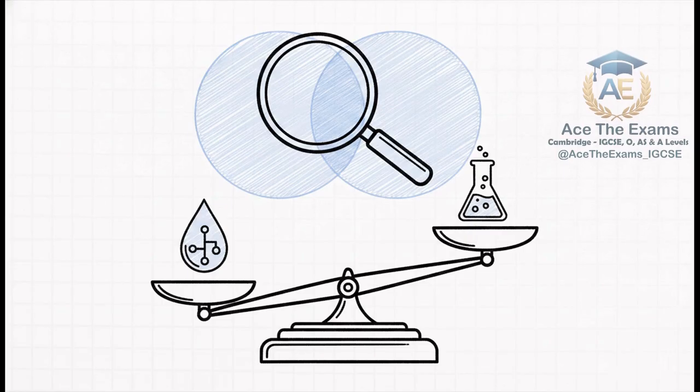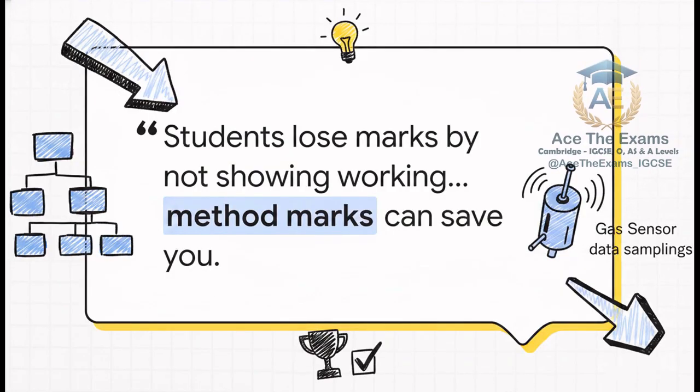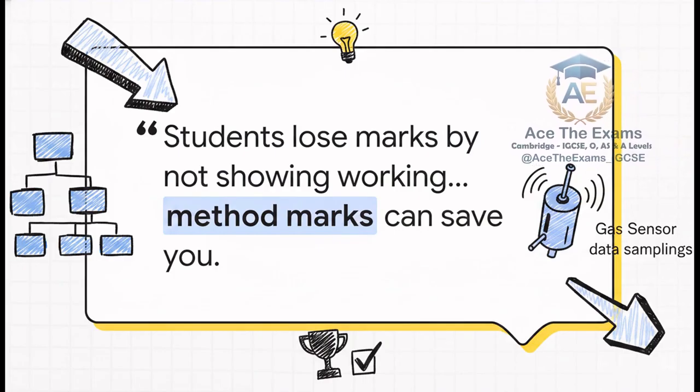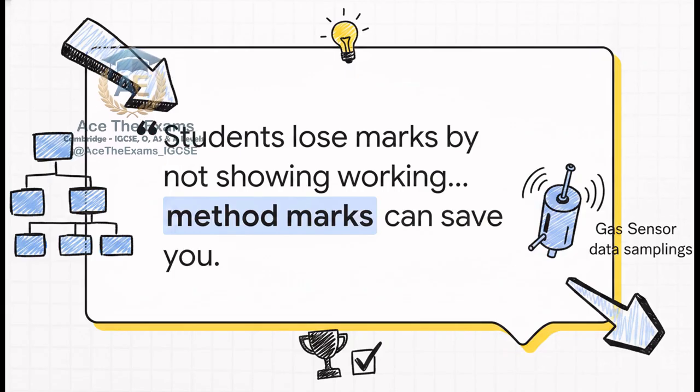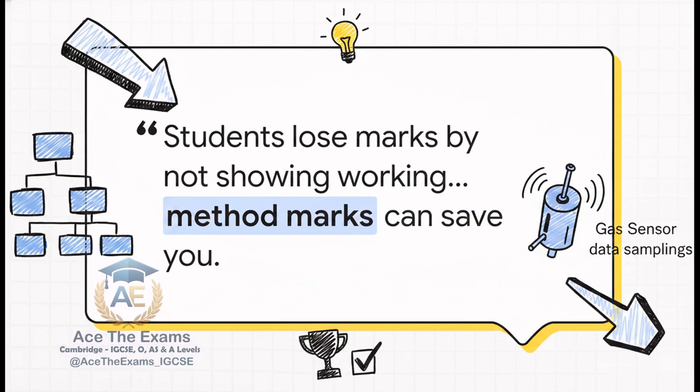the given agricultural outcome. And this naturally brings us to a massive examiner alert, something that catches so many students off guard. Students lose marks by not showing working. Even if your final answer is wrong, method marks can save you. Listen to me carefully. In Cambridge Computer Science and Information Technology papers, the process earns points even if your final calculation or logical deduction falls slightly short.